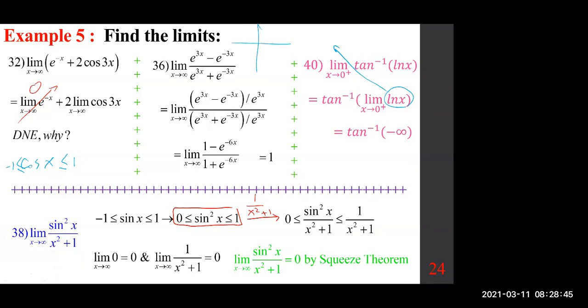You really need to know the graph of elementary functions, okay? So you know this is negative infinity, okay? And at this point, you can say this is alpha, therefore tan alpha is negative infinity, and the answer is minus pi over 2, okay? This is how we solve the inverse functions in trigonometry.